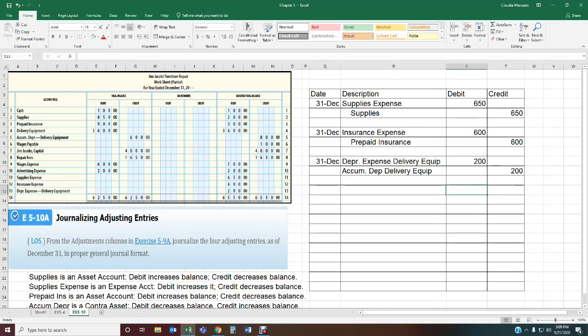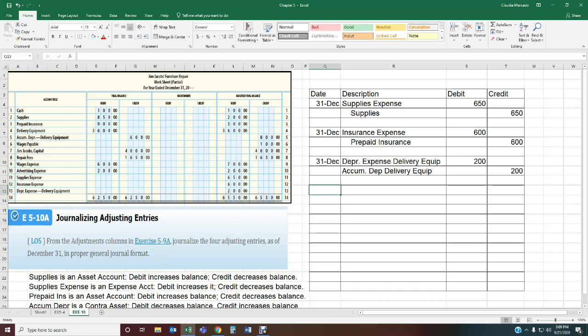Okay, and the offset, you're going to find it within the same worksheet. So that was for my accumulated depreciation. Now let's look at your wages payable. You had 0 in wages payable, and then you have a credit of $100.